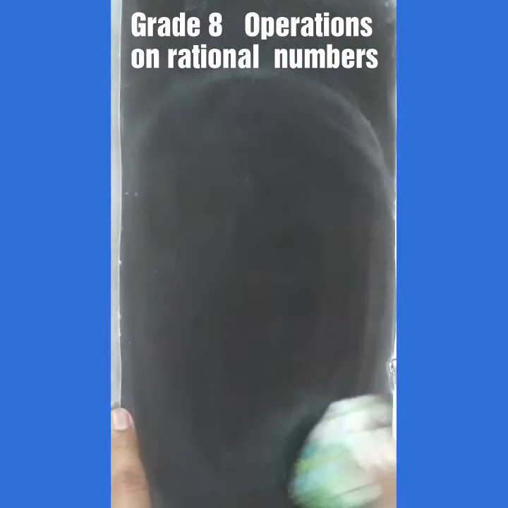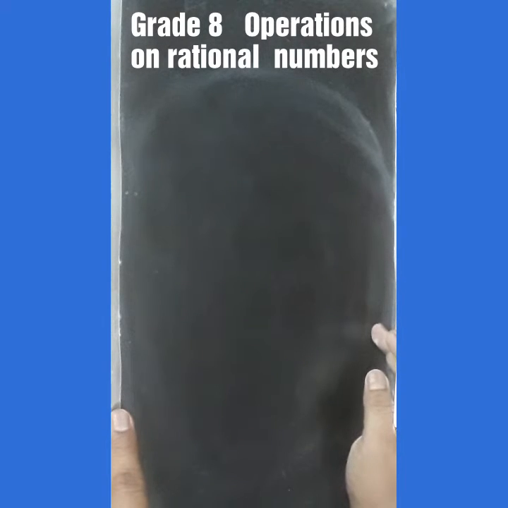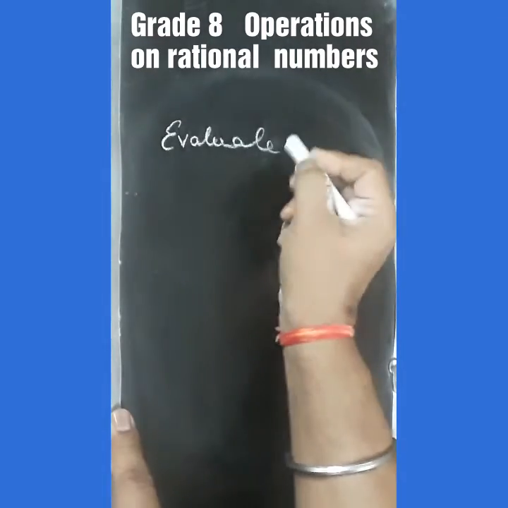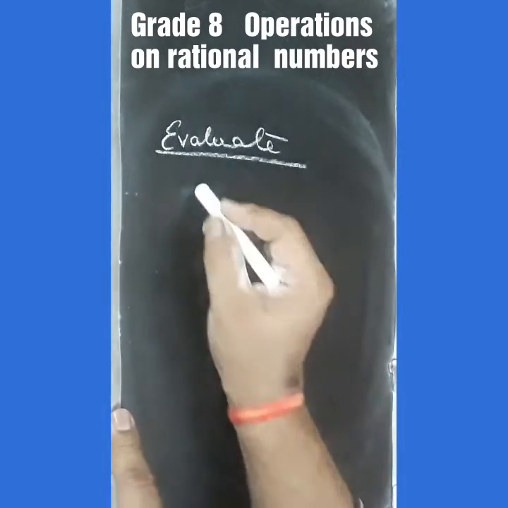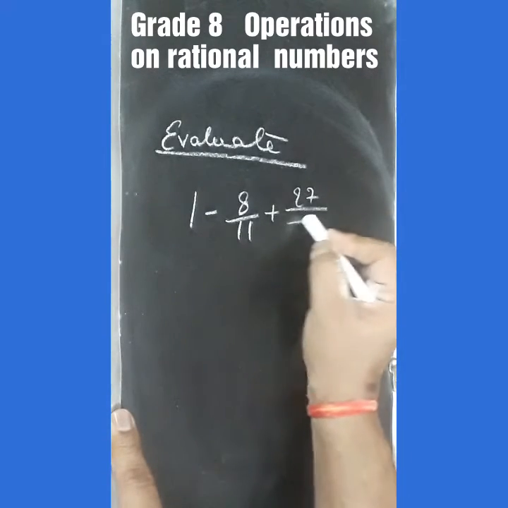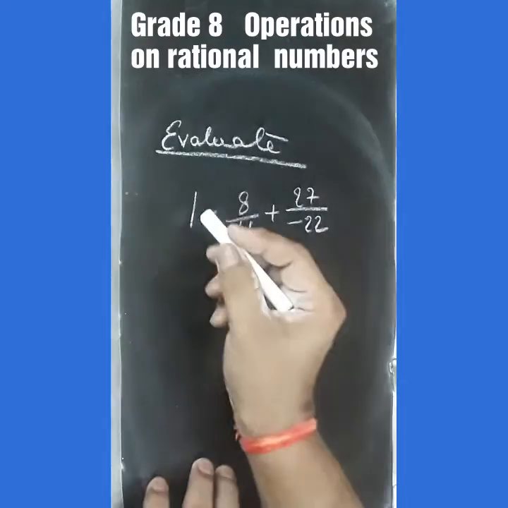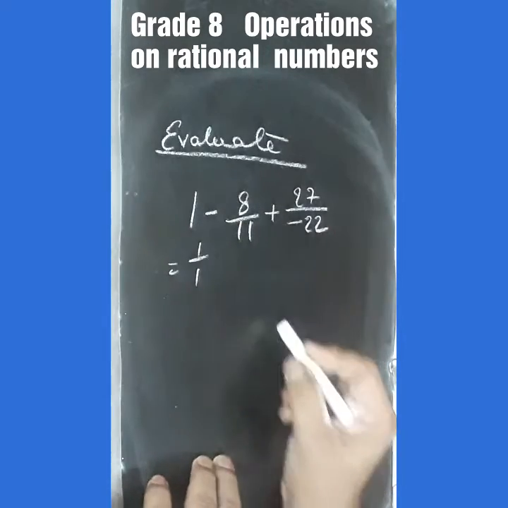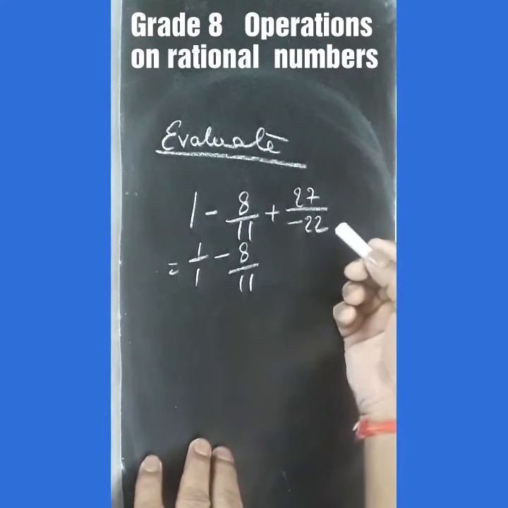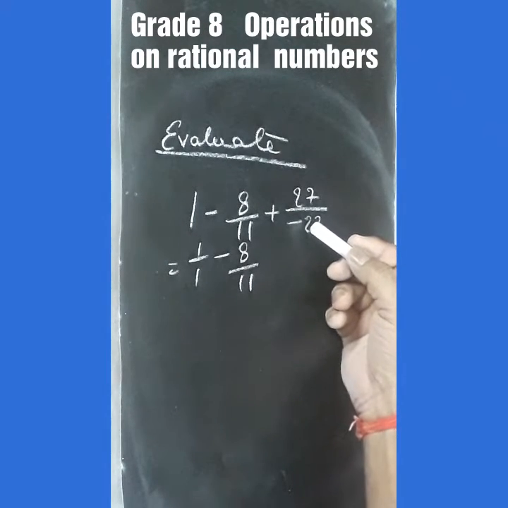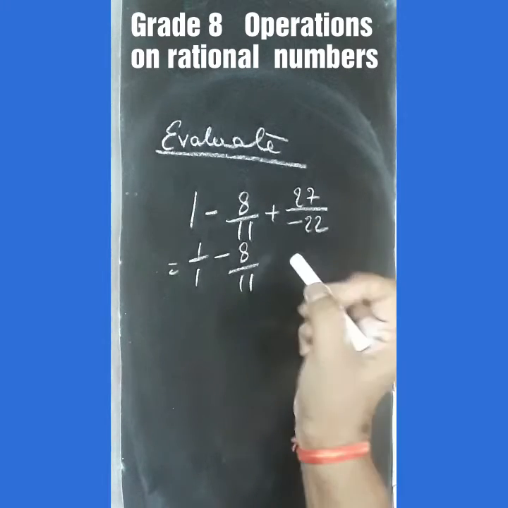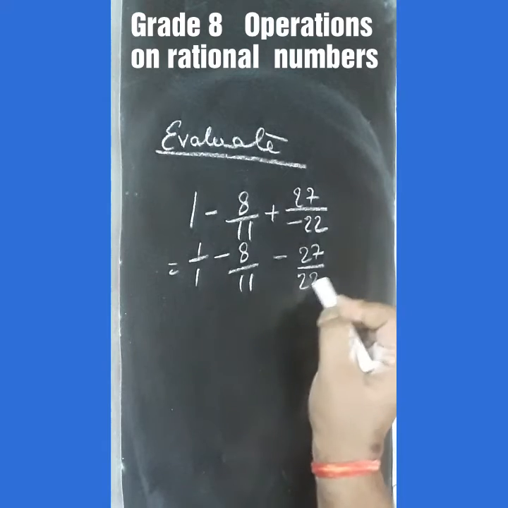Now we are taking such a question which has more than one operation. Let us take an example. We have to evaluate 1 minus 8 upon 11 plus 27 upon minus 22. Here this 1 can be written as 1 upon 1. Now minus 8 upon 11. One thing we must keep in mind, that we have to write the denominator as positive. So we will write this minus sign here, plus minus, minus 27 upon 22.